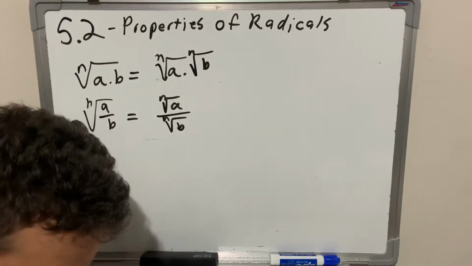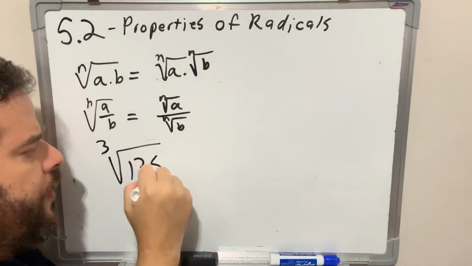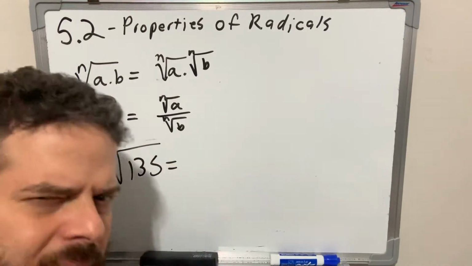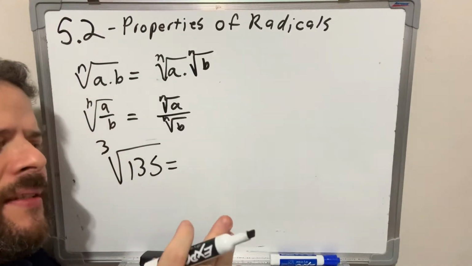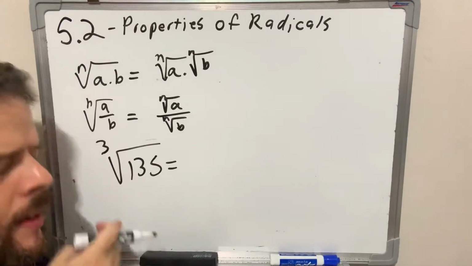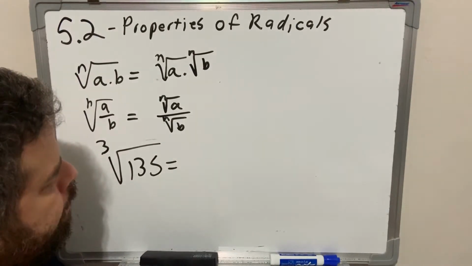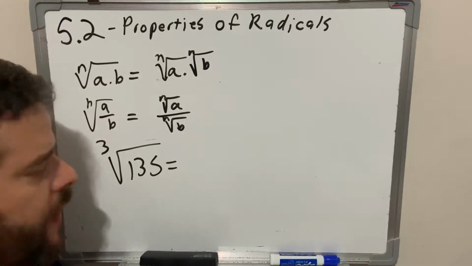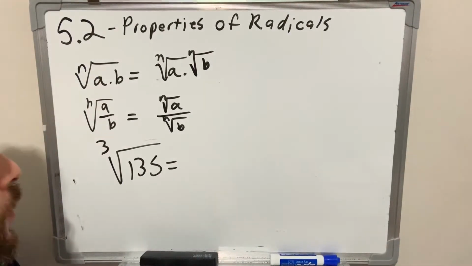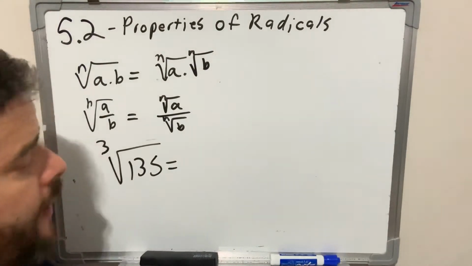Now let's go over example 3. It says cube root of 135. Example 3 tells me to express this in the simplest form. That just means simplify, take whatever you can out of the root. Okay. Now, the easiest way to do this is by doing the tree that I taught you guys. That's how I do it.